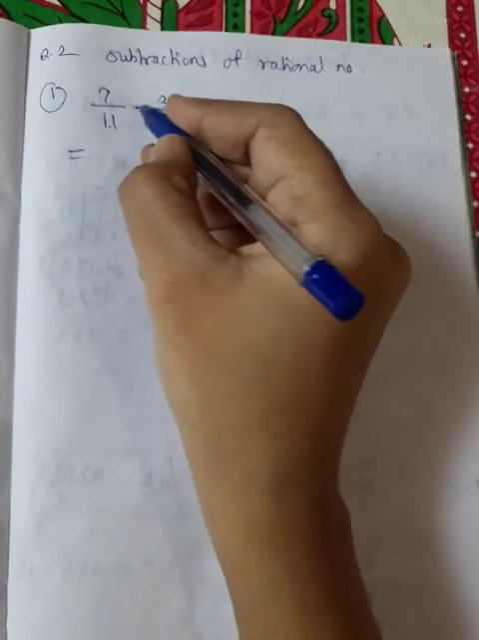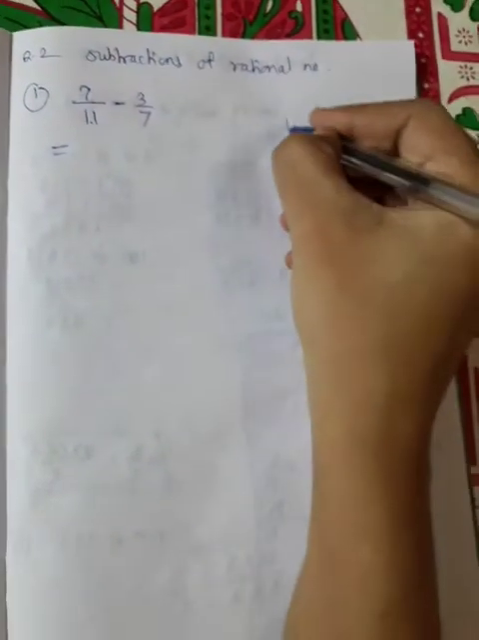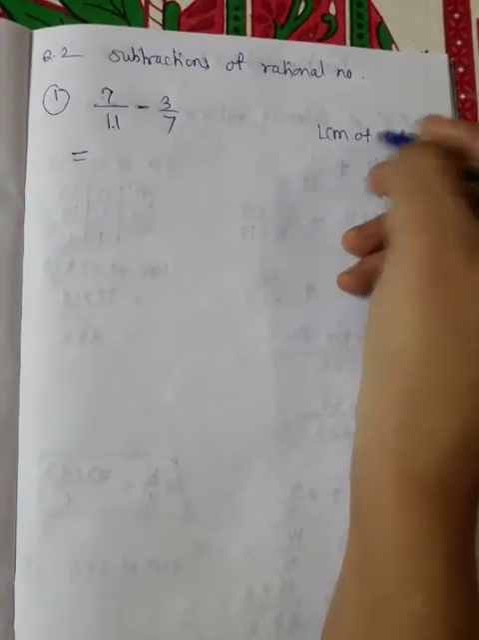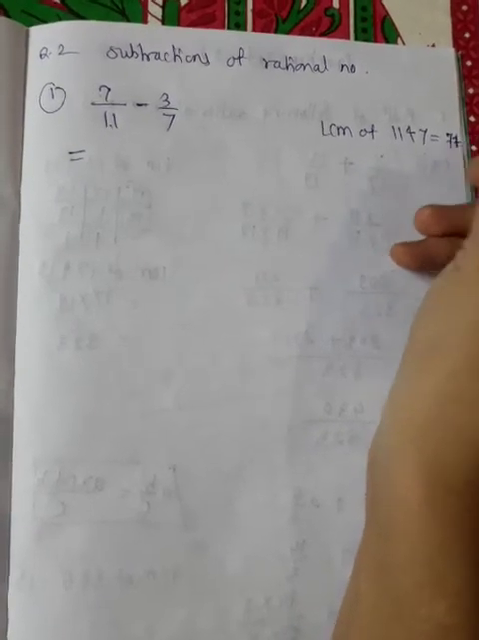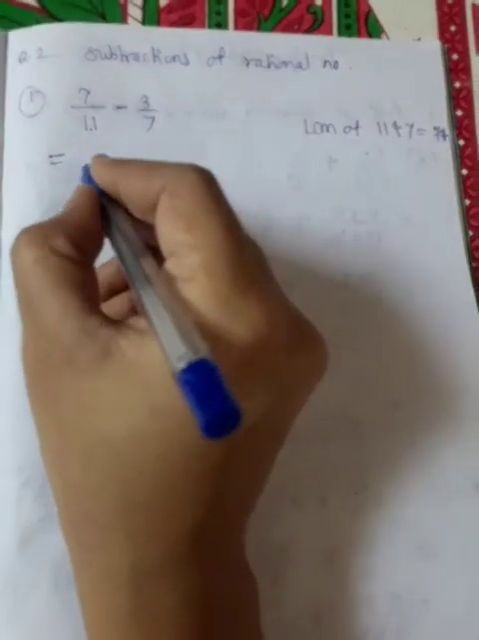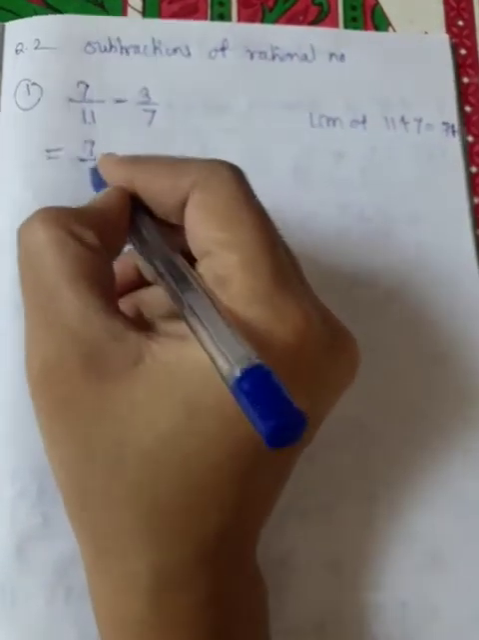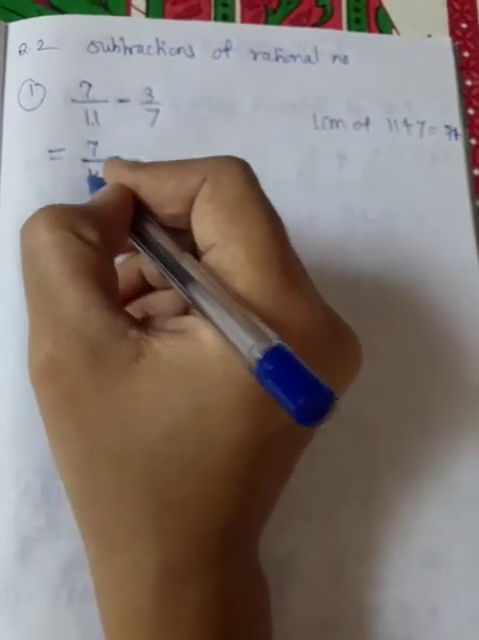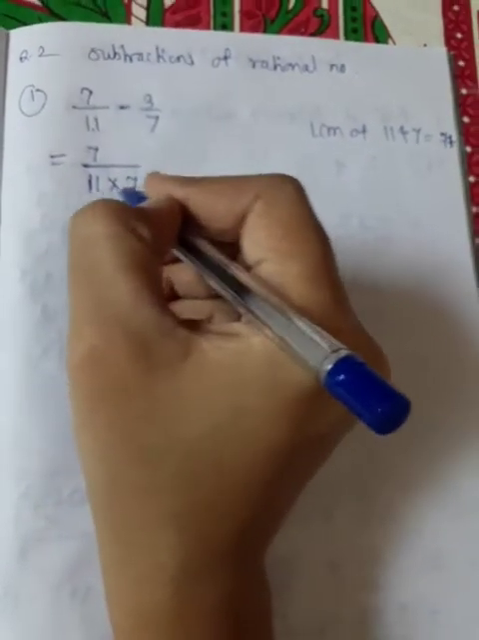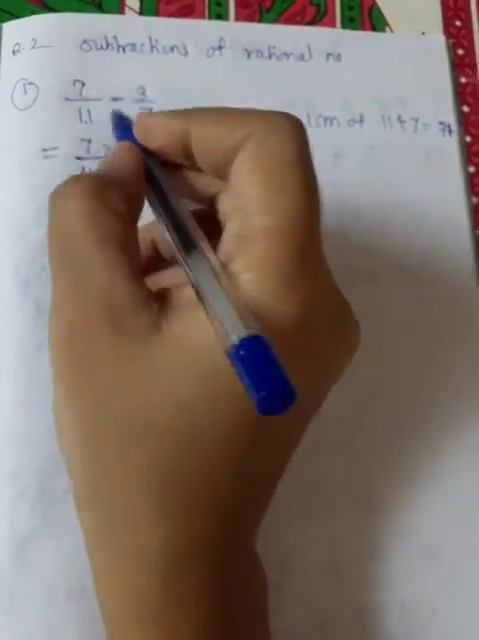whenever we add or subtract unlike fractions, we first have to find the LCM of 11 and 7. What is the LCM of 11 and 7? So the LCM of 11 and 7 is nothing but 77. So here we have to make the denominators of these fractions 77. Now here 7 upon 11. To make the denominator 77, we have to multiply 11 by 7. So as we multiply the denominator by 7, we must multiply the numerator by 7.